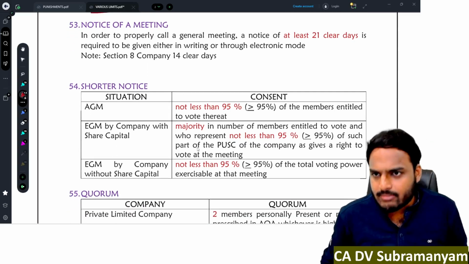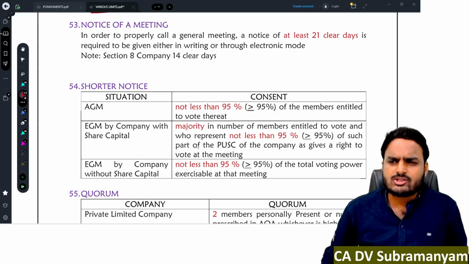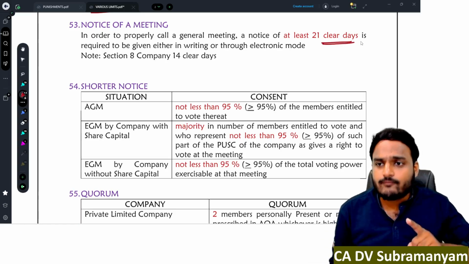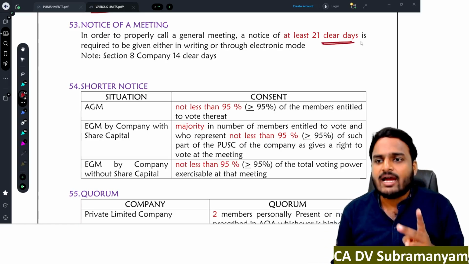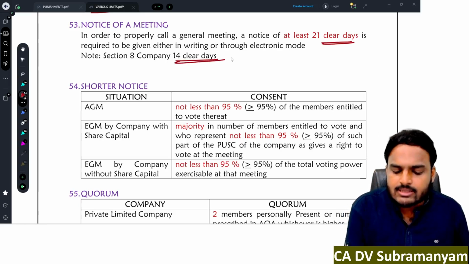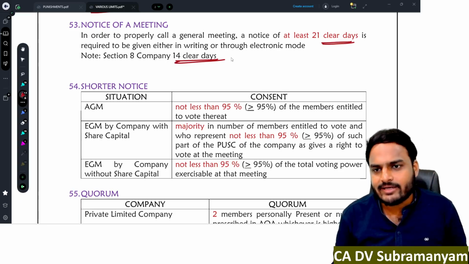Next one, notice of meeting. So general meeting can be called by giving a notice of at least 21 clear days. Here clear days means you have to exclude date of posting the notice and date of general meeting. In case of section 8 companies, the time limit is 14 clear days.